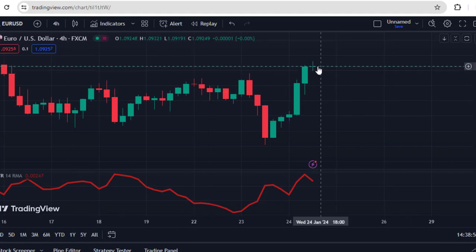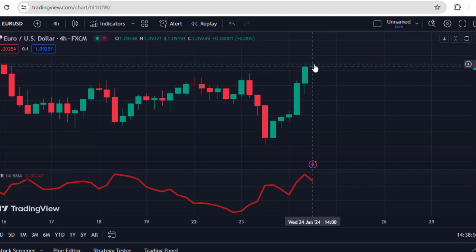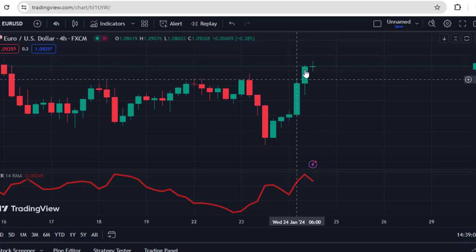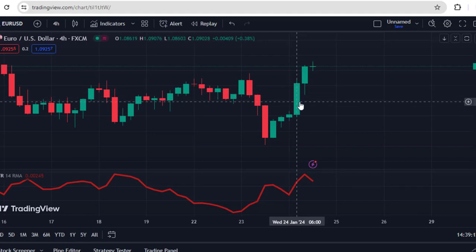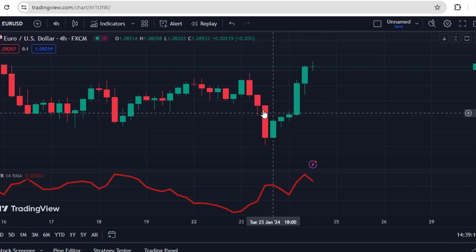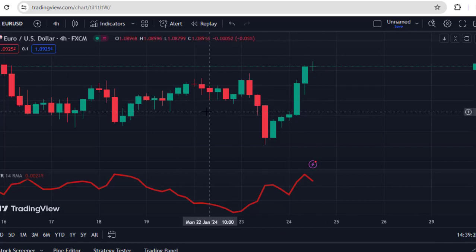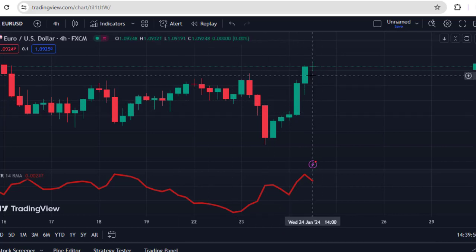For example, the candlestick that is forming right now on the chart has an ATR value of 0.00247, and this second candlestick has an ATR value of 0.00256. This third candlestick has an ATR value of 0.00245. So each of these candlesticks has its ATR value. That is what the ATR indicator does.